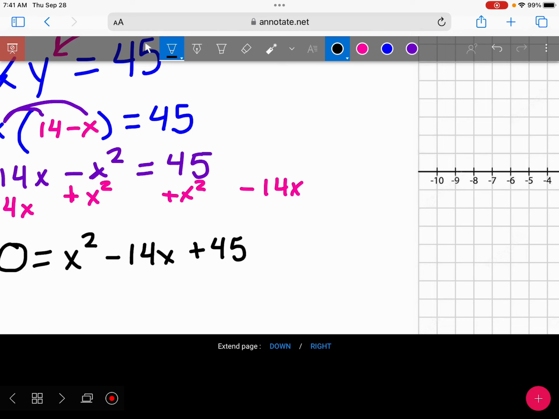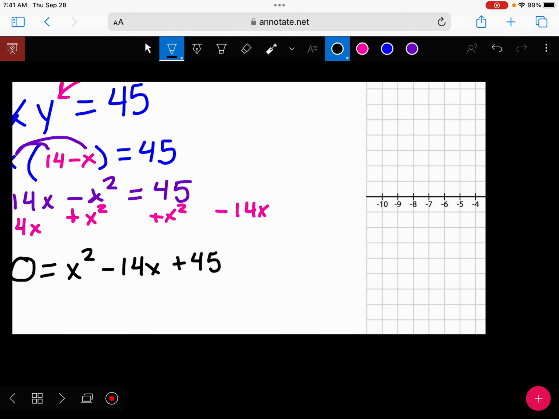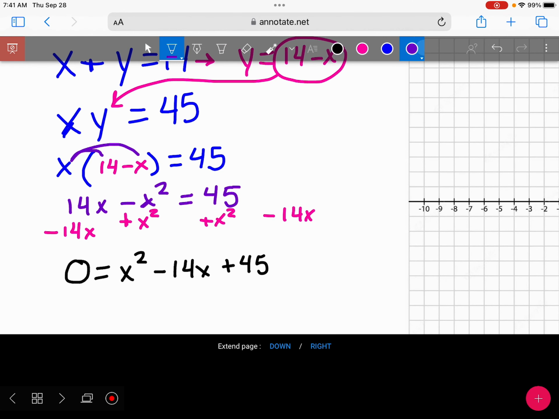So the setup on this one is kind of obnoxiously long. From here, we're going to do our same thing that we did before. We're going to find our axis of symmetry. Negative b over 2a. So the opposite of negative 14 becomes positive 14 over 2 times 1. What's our axis of symmetry? 7.